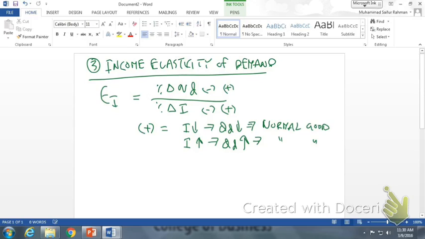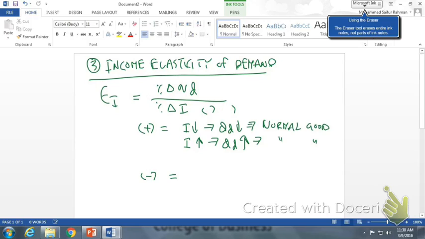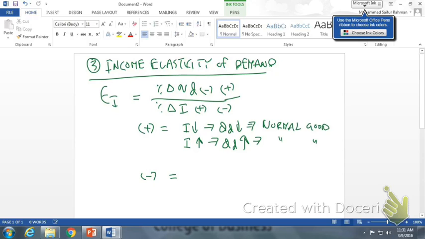Yes, you have a question? Okay. So when the sign is positive, goods are normal. What happens when the sign is negative? The only way the sign can be negative is when the denominator and the numerator have opposite signs. Meaning that when there is an increase in income, the change in quantity demanded is negative, or when there is a decrease in income, the change in quantity demanded is positive.